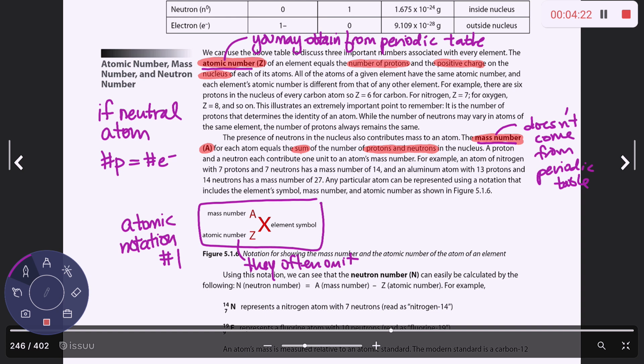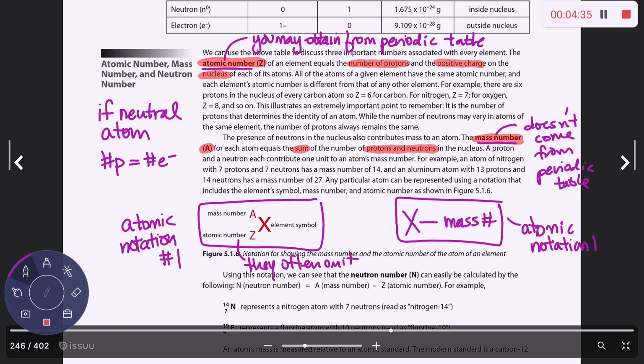The other version that you will see is the symbol with the dash and then the mass number after it. So this would be atomic notation number 2. They often write things this way when we're talking about isotopes, but you'll see it written both ways, okay? Then, lastly, if I want you to calculate the number of neutrons, the number of neutrons will come from the mass number minus the atomic number.